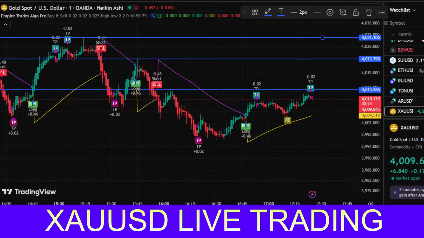Bots also excel in executing trades with speed and precision. They can analyze vast amounts of data and respond to market movements in milliseconds, far faster than any human could. This speed is crucial in forex and gold trading, where even slight delays can result in missed opportunities or suboptimal entry and exit points. By ensuring timely execution, bots can help traders capture favorable market conditions more effectively.